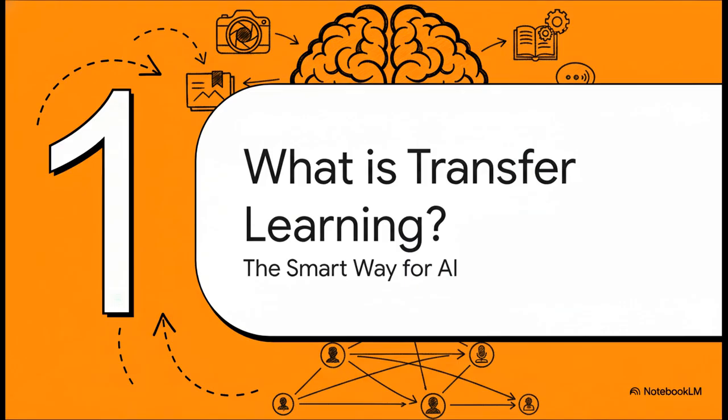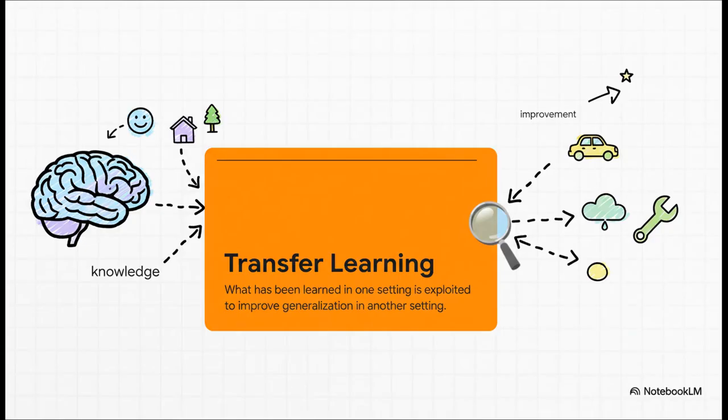What are we actually talking about when we say transfer learning? Okay, so the official definition sounds a little academic, but the idea is actually super simple. It's all about reusing knowledge. An AI learns something in one situation, and then it cleverly uses that learning in a brand new one. It's not starting from a blank slate. It's building on what it already knows.